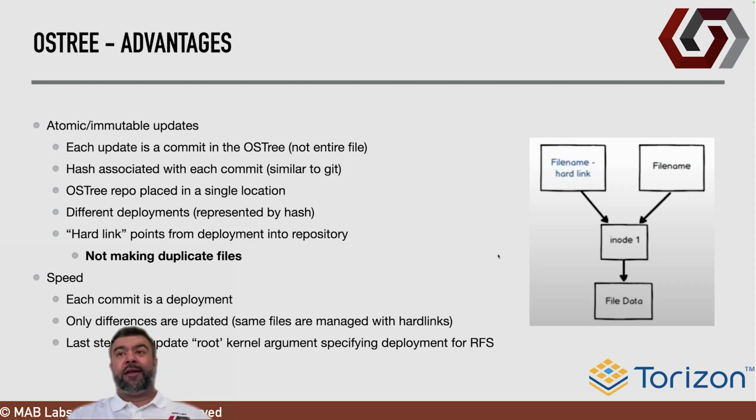So, like I said, if in one particular deployment, one particular commit, a single file changed, and let's say you have 1,000 files in your file system, the files that didn't change, all you're going to do is create hard links in your deployment directory to the underlying inode. And the only thing that's different is just the file that changed, right?